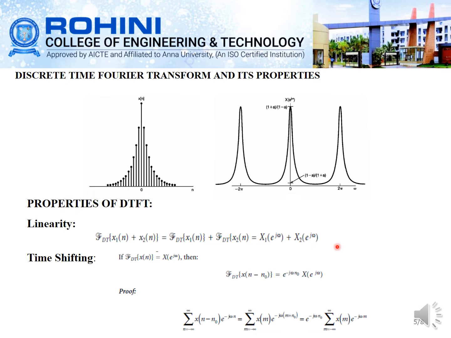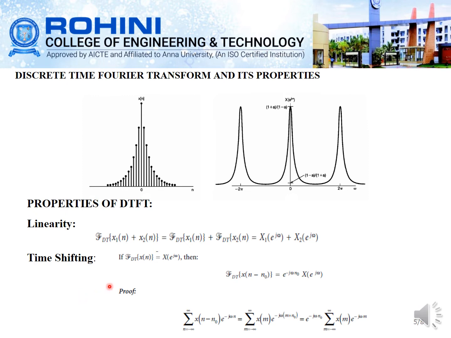First one is the linearity property. We want to prove that the discrete time Fourier transform of x1 of n plus x2 of n equal to X1 of e power j omega plus X2 of e power j omega. And the second one is the time shifting property.